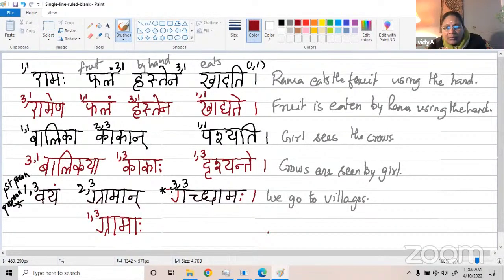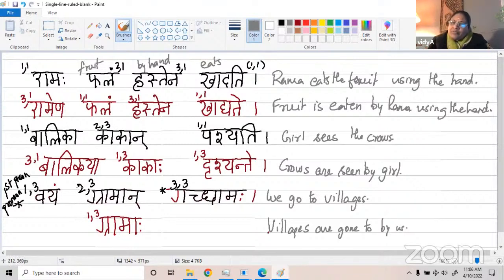Gachati. Gamyate. Gamyante. It should be Gamyante. Gamyamahe. No. Let me do the English first and then we will do the Sanskritam. So we go to villages will become villages are gone to by us. So by us will become asmabhihi.